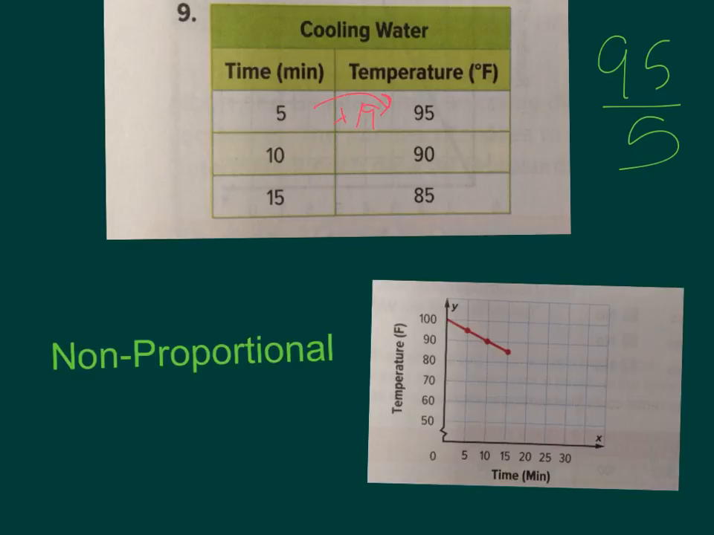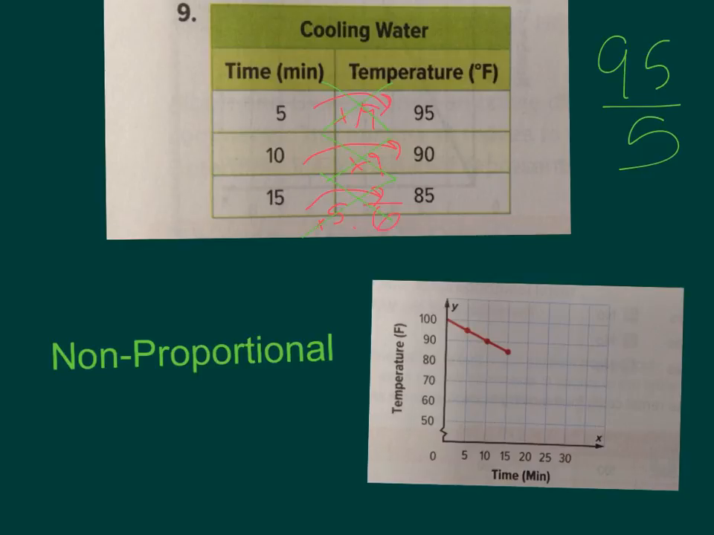5 times 19 is 95. So if 10 times 19 is 190, I'm on my way to becoming proportional. Unfortunately, it's not. This is 10 times 9 to get there, and then 85 divided by 15 gives me about 5.66 repeating. So now I know that my multiplier here is times 5 2/3 or 5.666 repeating. Since all these are different, this cannot be proportional.